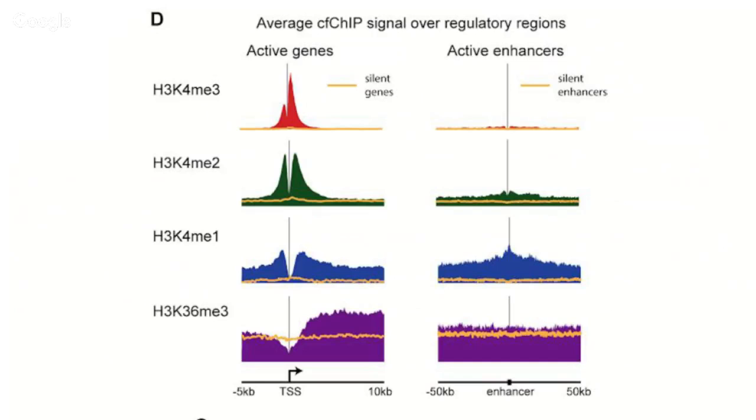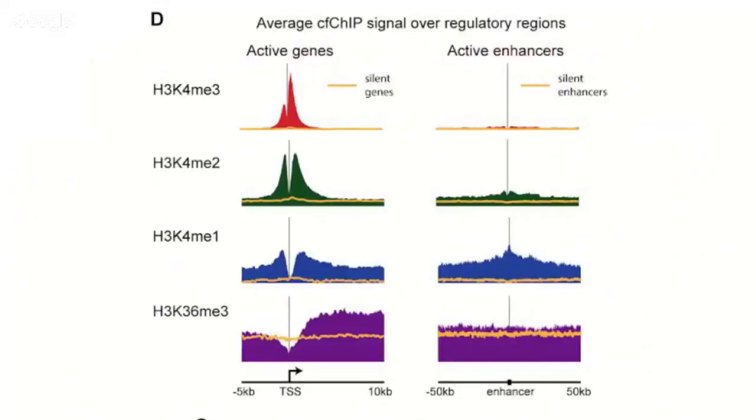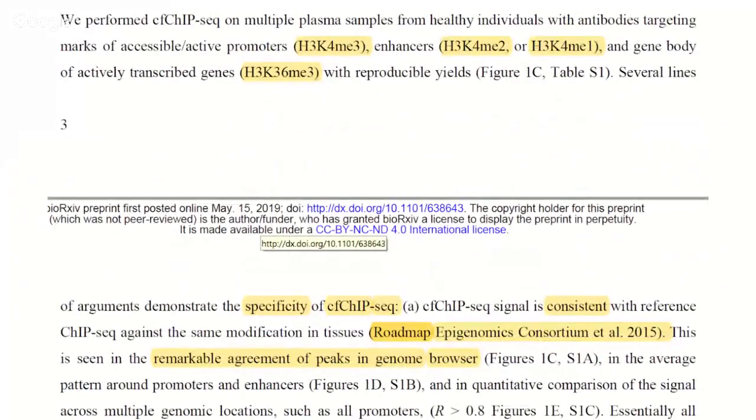Productivity ME1 is along the gene bodies and marked enhancers, and K36ME3 for silent genes. And so what we can see is that they have these 4 marks for each of the samples, and then they can evaluate if this makes sense to existing data that happened.